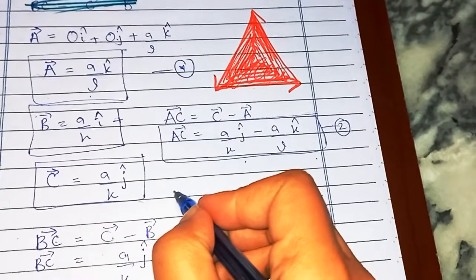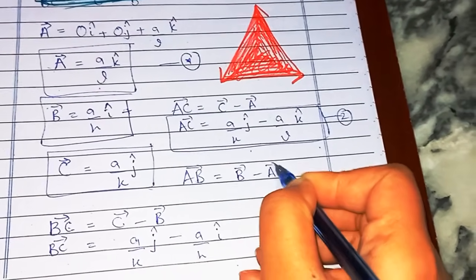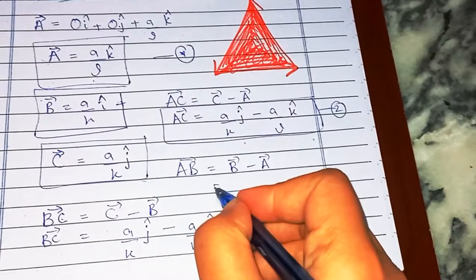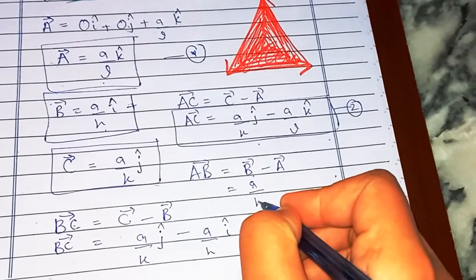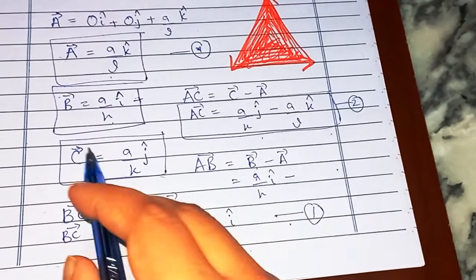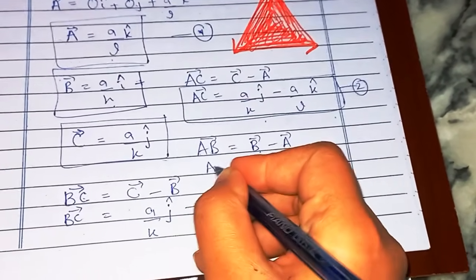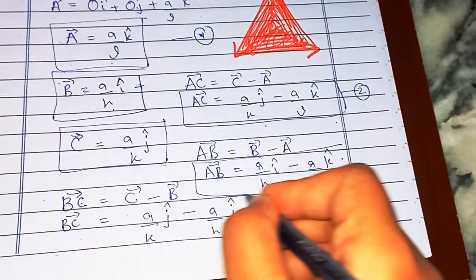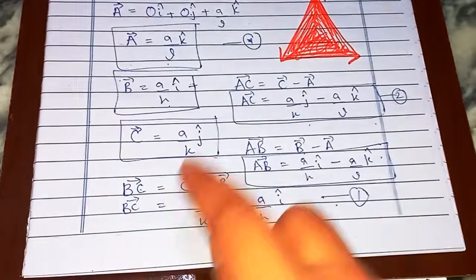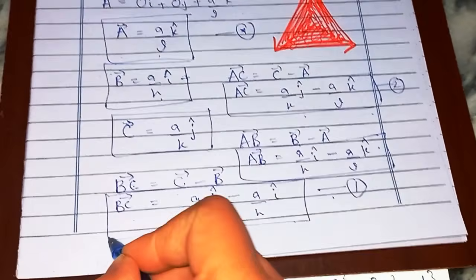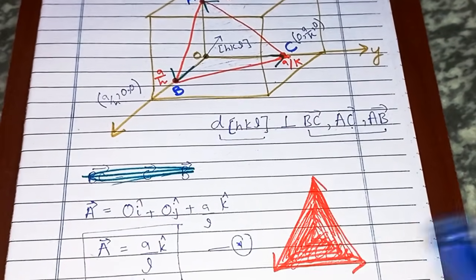Then let's calculate the last one, which is AB, final point minus initial point. So B is, where is B? a by h i hat minus a by l k hat. This is AB. All right, so we have calculated these vectors which make up this plane, and now we need to write down the direction vector, and after that we'll be carrying out the scalar products.